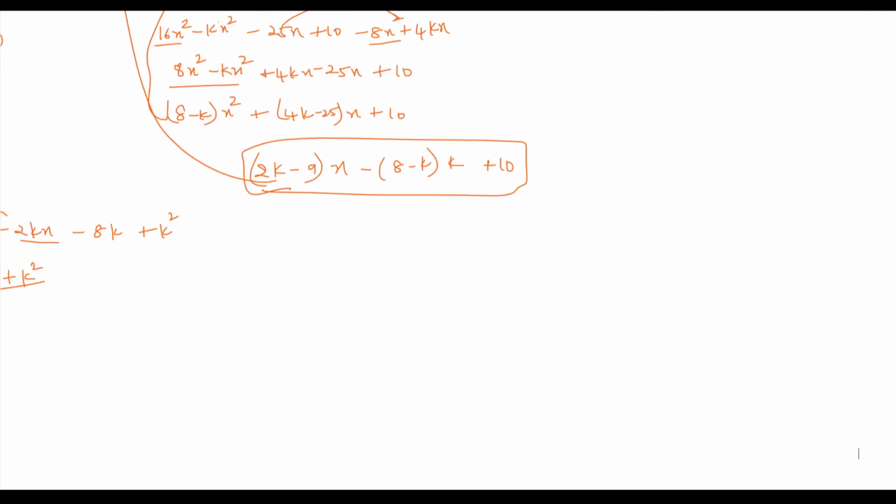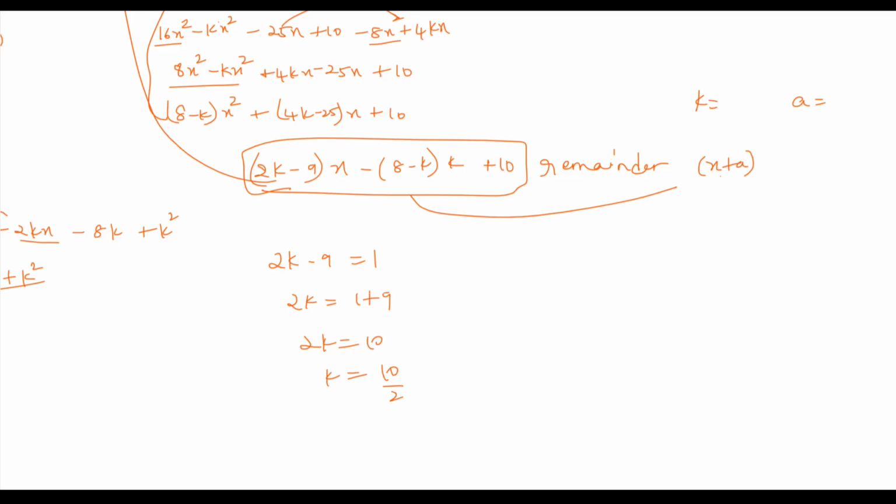So now we need to find the value of k and a. As this is our remainder, in the question it is mentioned that the remainder is in the form of x plus a. Let's compare the coefficients of x. Here the coefficient is 1 and here it is 2k minus 9, which should be equated to 1. So 2k will be 1 plus 9, 2k will be 10 and k will be 10 by 2, k equals 5. So we got the value of k as 5.